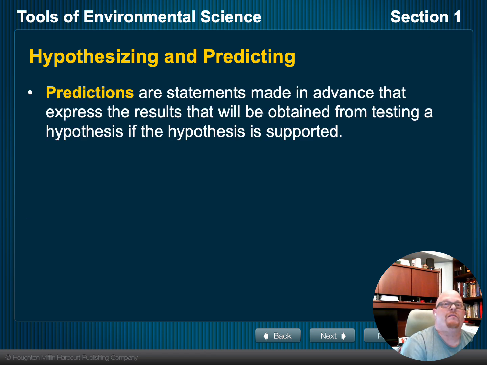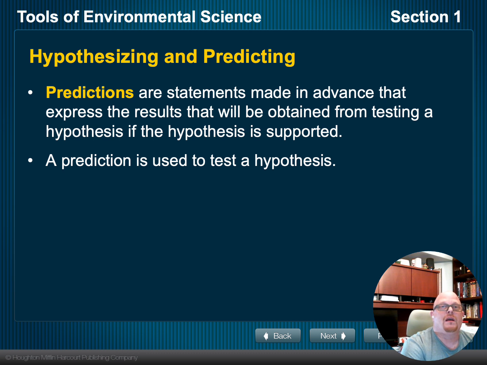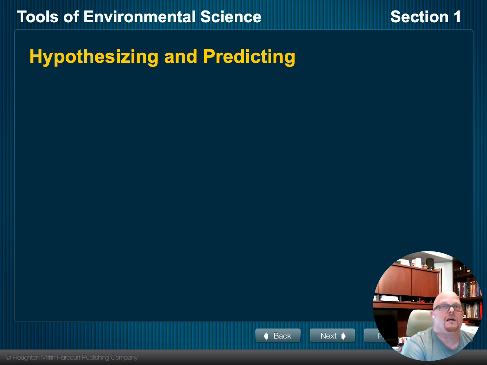Predictions are statements made in advance that we kind of say this is what we think is going to happen, and if the hypothesis is correct, this is what we think it is going to do. It's going to line up with that, and so the prediction is used to test a hypothesis. The prediction is formative in the experimental process.